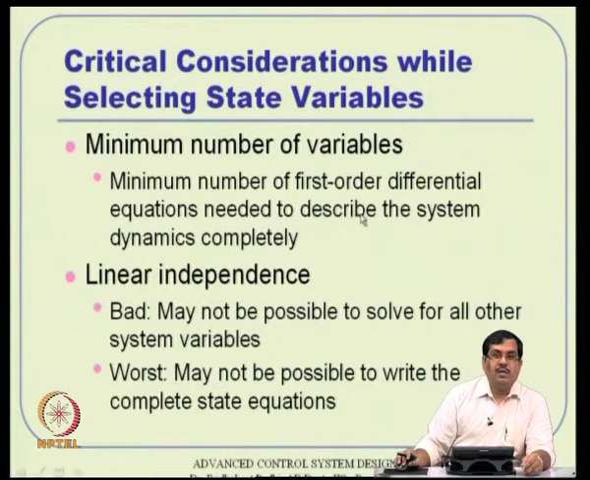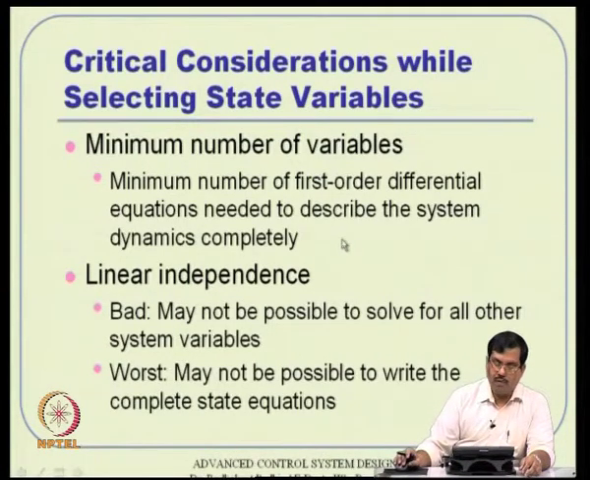Okay. But that is a small problem. The even bigger problem is that if you select more variables than necessary, you will lose the controllability and observability property, which is even more dangerous actually. What is controllability and observability? We will see it in a later class. If the system is not controllable, then you cannot design a control system at all. If the system is not observable, you cannot design an observer at all, and hence a filter also.